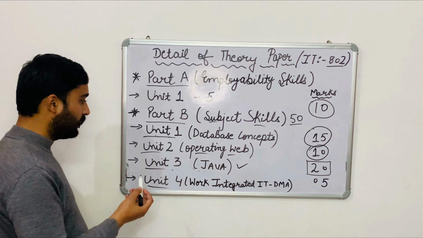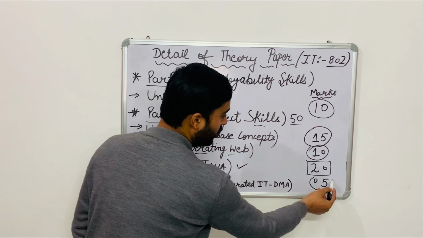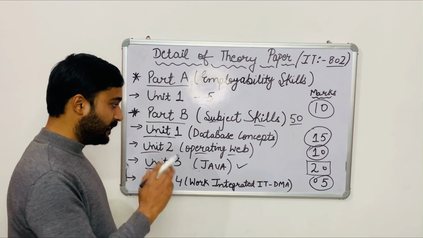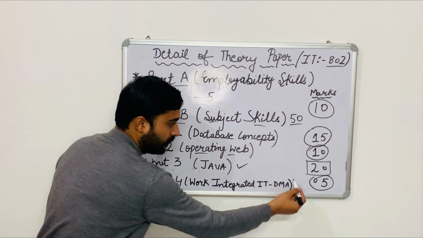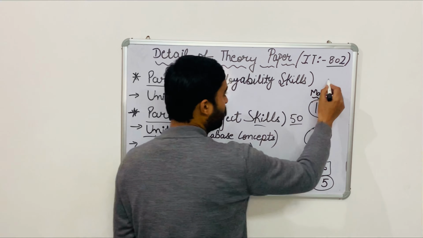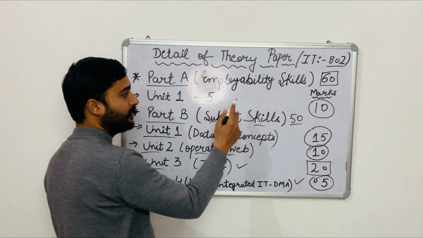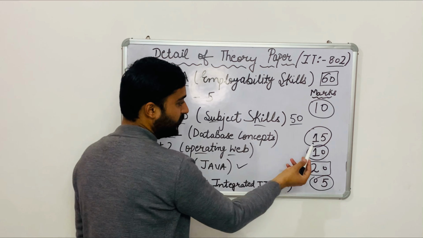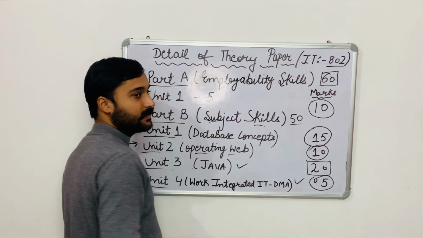Then we have the least important, the work integrated IT, which is just of 5 marks, and I have seen that only 3 marks of questions are coming from it. But that is also important because if you want to get full marks, you need to cover that last unit also. So this is how your 60 marks IT paper is coming. The first 10 marks come from employability skills. Then the 50 marks is divided into 4 units, 15, 10, 20 and 5. 50 plus 10, that total is 60 marks.